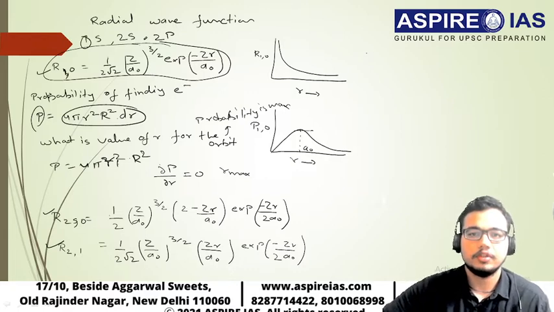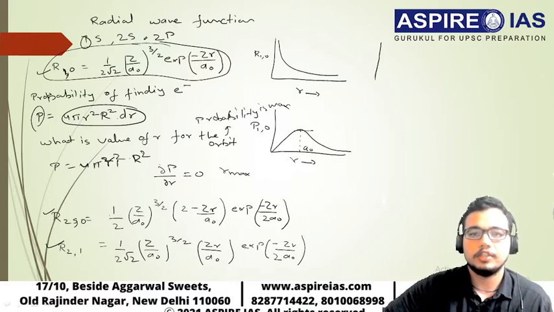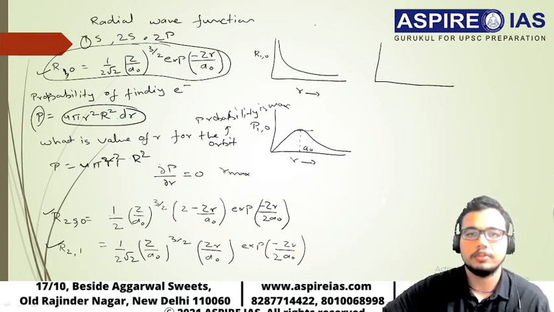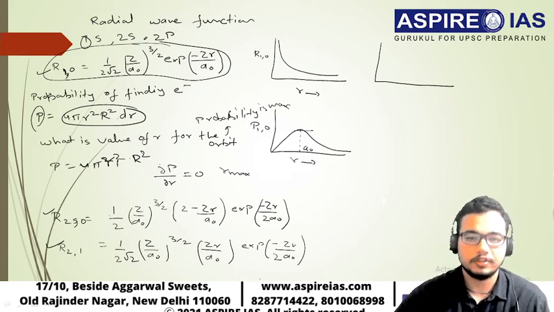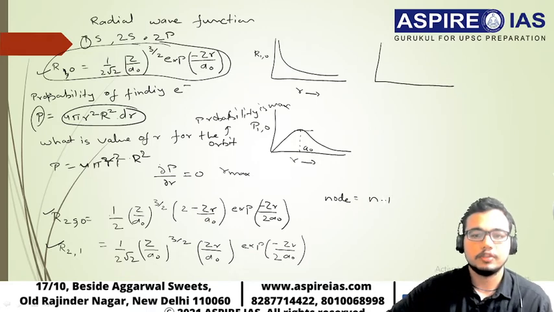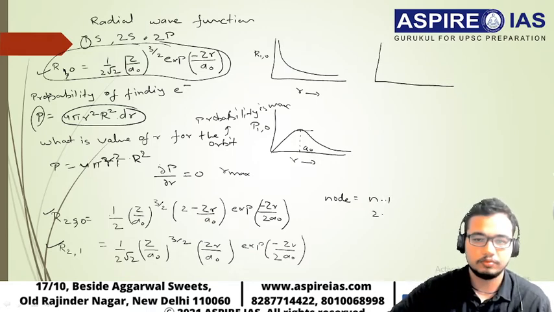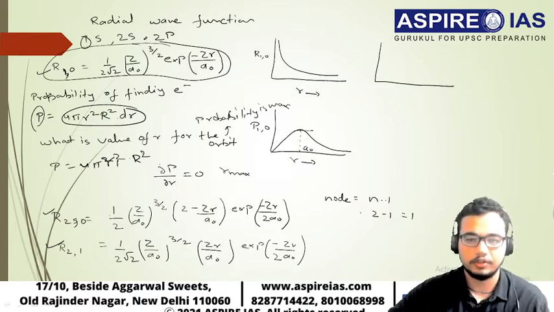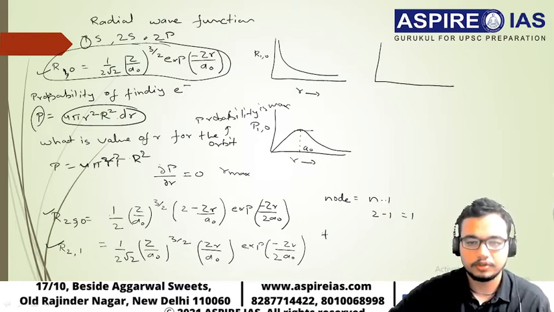Now for R10 the radial distribution is like this for 1s. For 2s, now there is a number of nodes. How you can easily draw this graph is by calculating the number of nodes. What are the number of nodes? The number of radial nodes is equal to n minus 1. Here n is equal to 2, minus 1, so 1. This is radial nodes. What we need is total nodes.